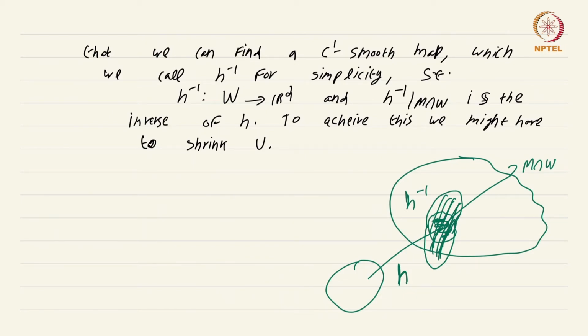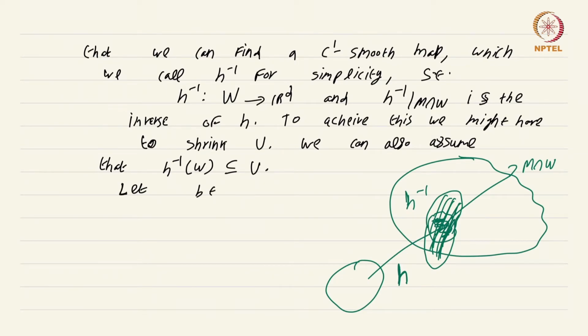We can also assume that H inverse of W is contained in U. Just shrink W if this doesn't happen. H inverse is anyway continuous, so you can do this. Now let B1 be in U1 such that H1 of B1 is also A. Remember, H1 was another parameterization, and it will be defined in a different open set U1 that might not even contain 0, but there will be a point that maps onto A. That point we are calling B1.